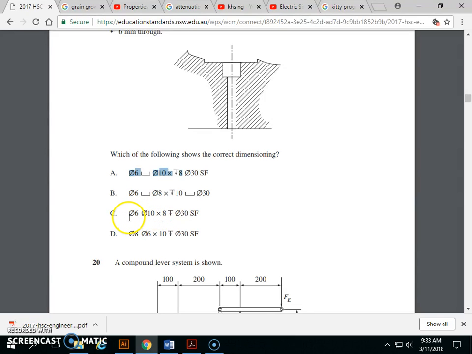Right, let's have a look at the alternatives. So it needs to be 6 with this symbol, and it's not B. So it means, yeah, it's A.